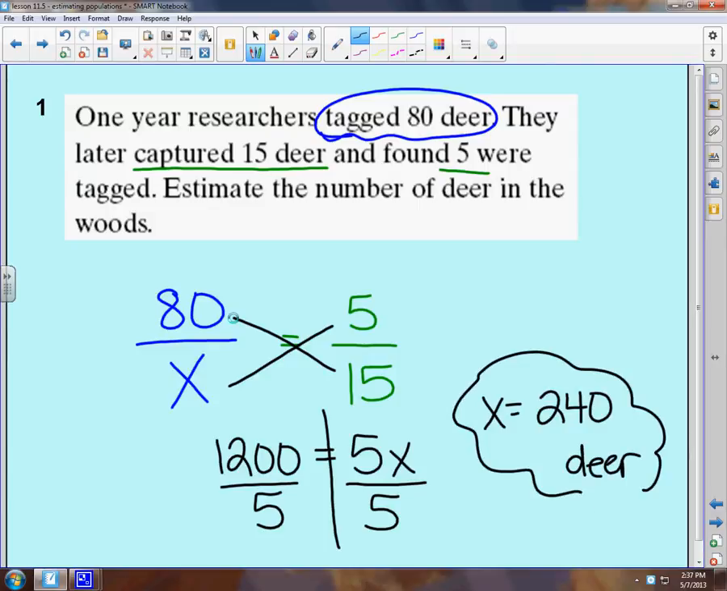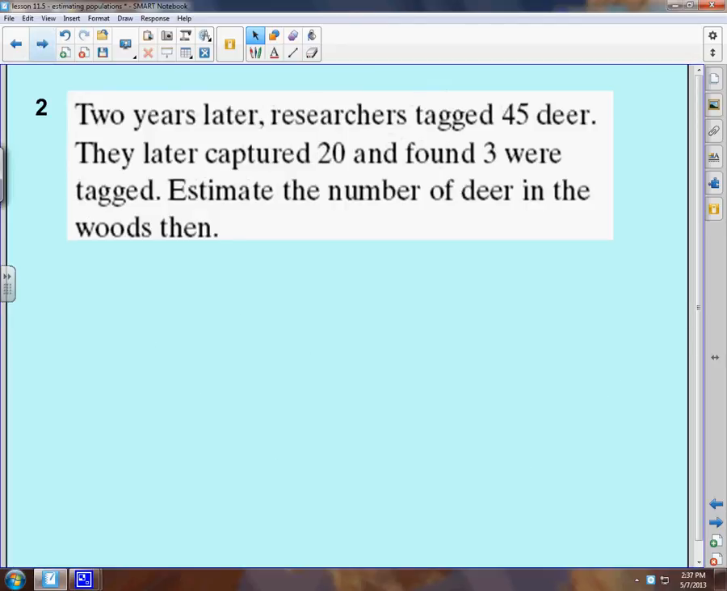We have been doing a ton of solving equations, so this part should be simple for you. It's just putting the numbers in the right spot of the proportion. So try this one, push pause, and then we'll go over it.